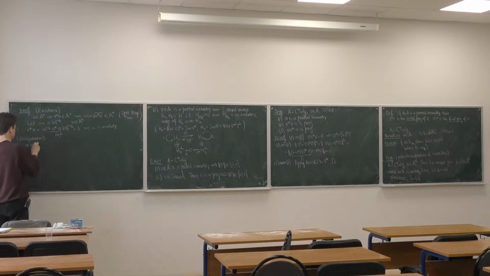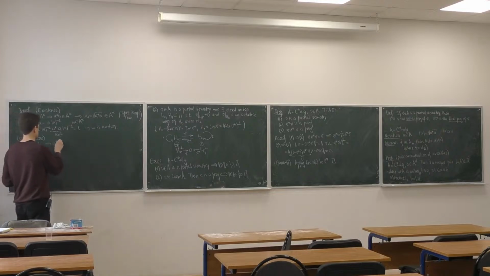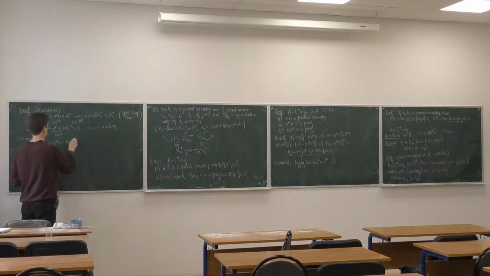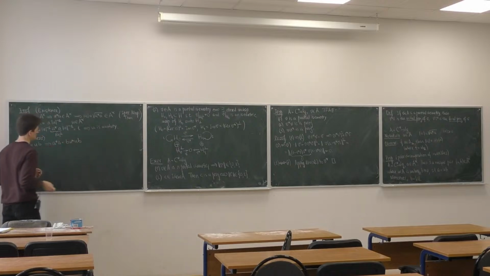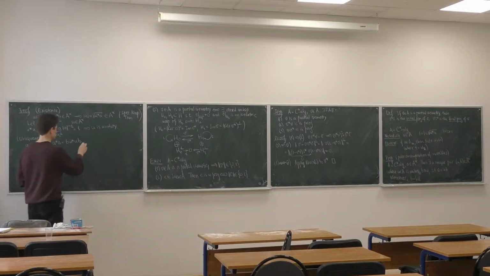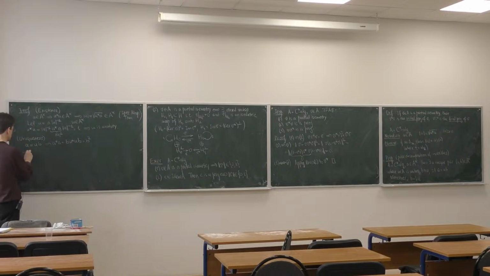Suppose that A equals UB, where U is unitary and B is positive. Then A star A is B U star UB, but U star U is 1. So this is B squared. And so B, since B is positive, B is always equal to the square root of B squared, again by the spectral mapping theorem. So for any positive element, we have this formula.